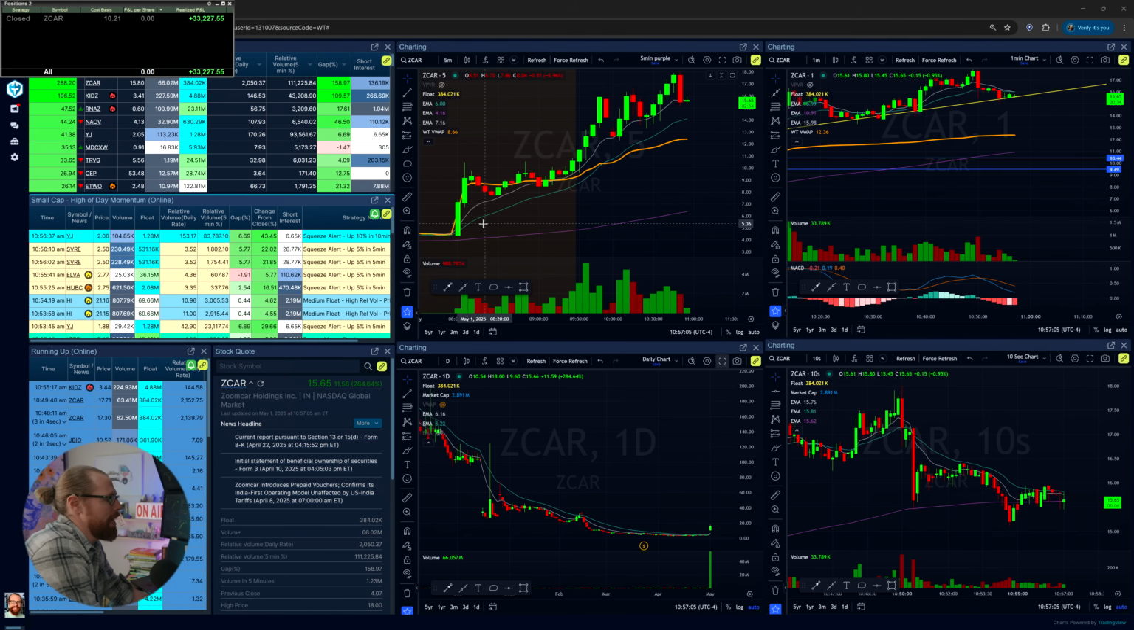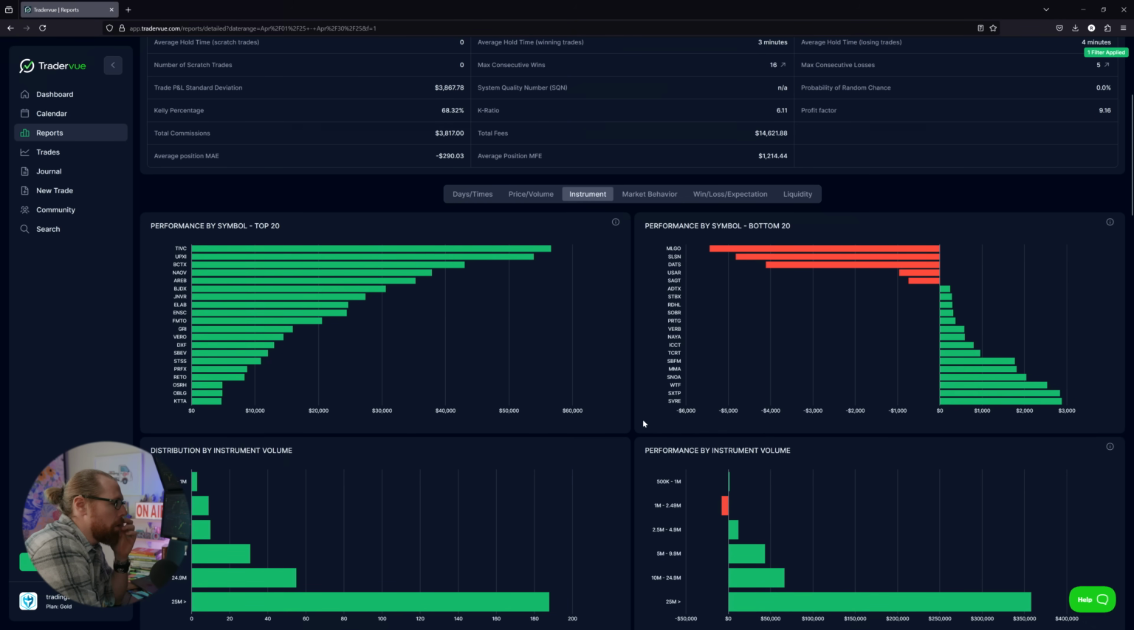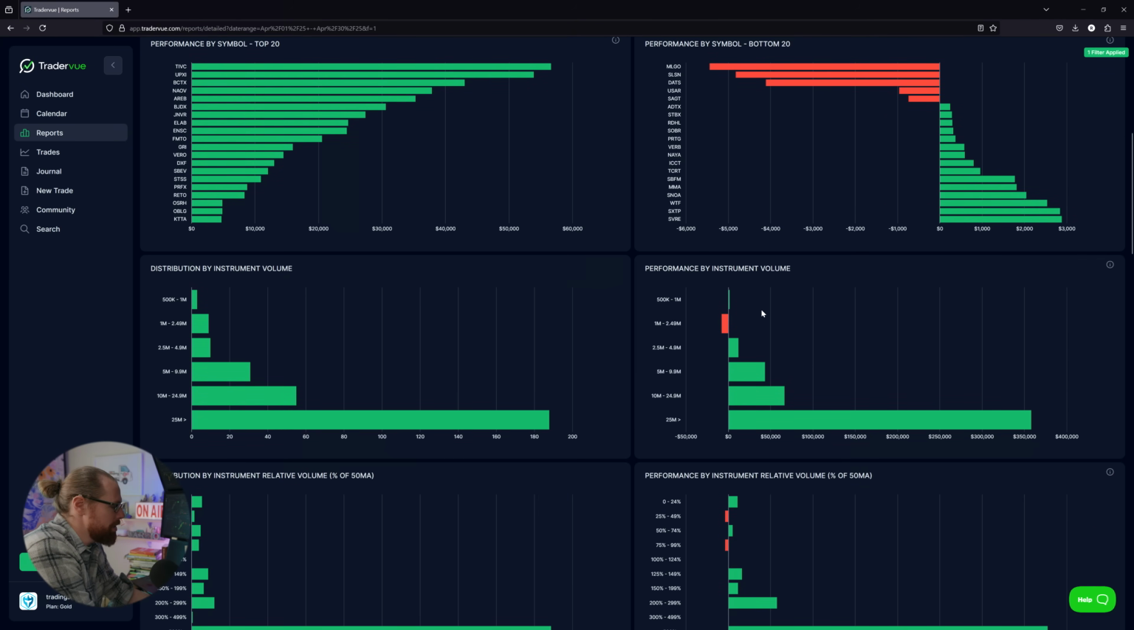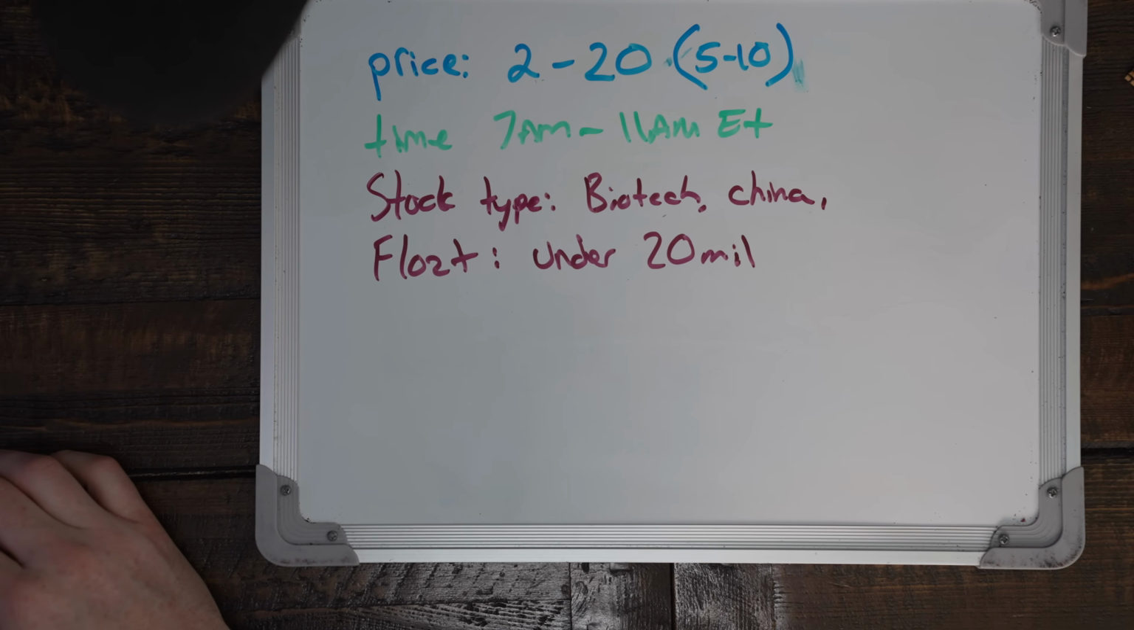So this stock, time of day, I mean, everything pretty much fits in on this stock with what we're talking about. Now, performance by instruments volume. So notice that I make more money when the stock has more volume. And there's also something very interesting here that I make more money when the stock has 5 times higher volume than its 50-day average. So why would a stock have 5 times higher volume than its 50-day average? Because there is breaking news. We've got a catalyst. So let's mark these out.